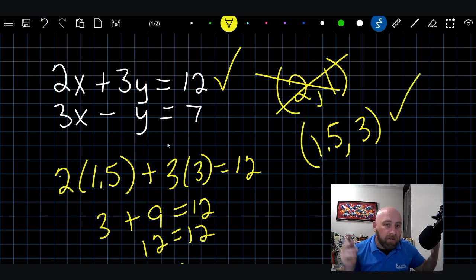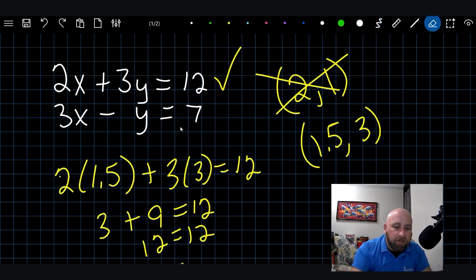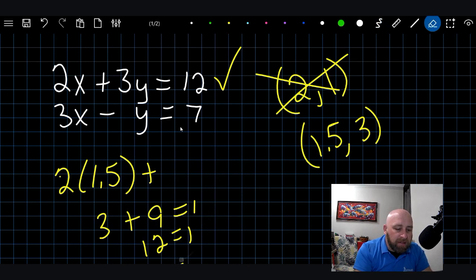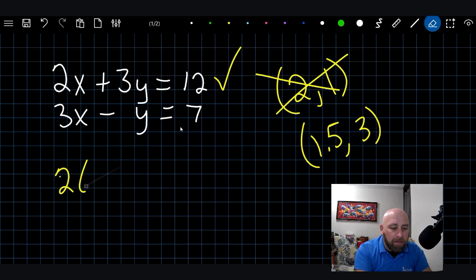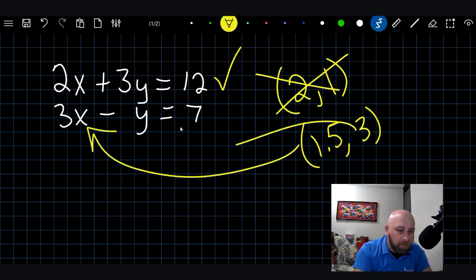Now be careful, because that does not mean that this works. You're like, oh yes, it worked. No. We have a system of equations. So what we have to do now is say, okay, it worked in one. Let's see if it's going to work in both. And so what you'll do is you'll come over here to the next one, and you'll substitute it into this one.